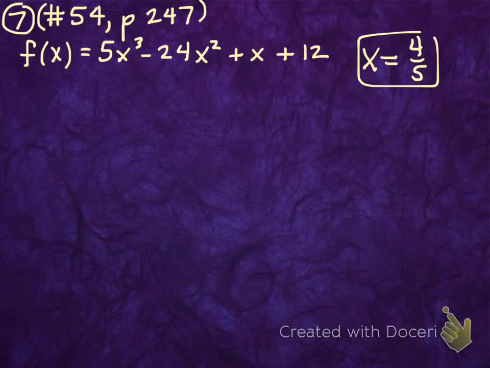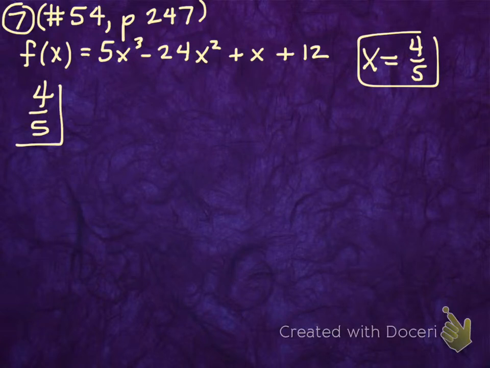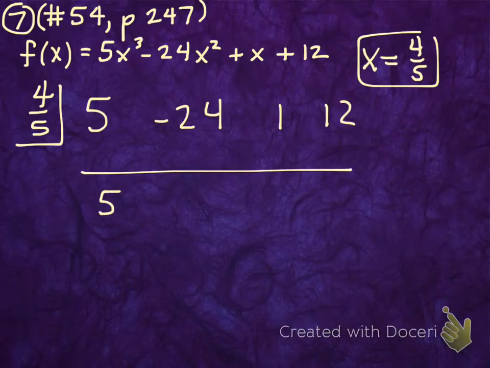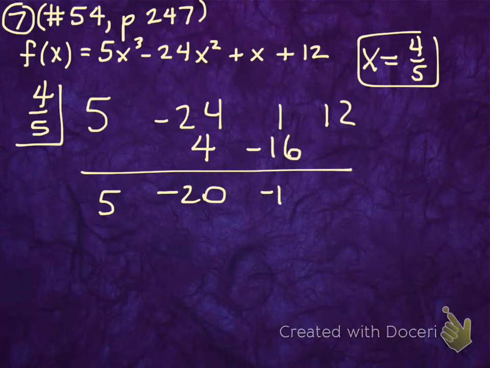So if we're going to write a linear factorization and we have a known zero, we start with synthetic division of our known zero. And again, verify that you have each power represented: 3, 2, 1, 0. We're good. So we write 5, negative 24, 1, and 12. And then we bring the 5 down. 4/5 times 5 is 4. We add and get negative 20. And then when we multiply up, we get negative 16. And then when we add, we get negative 15. And when we multiply up, we get negative 12, which gives us 0.